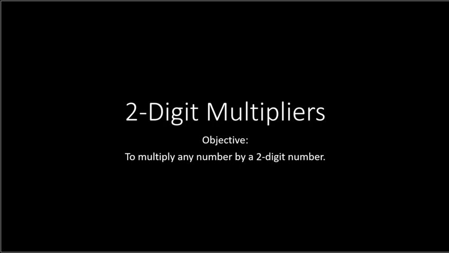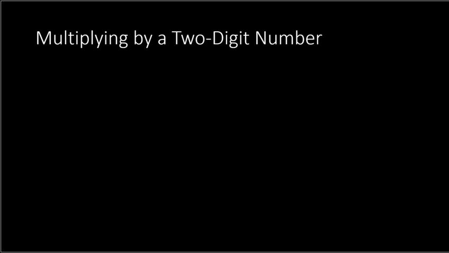In this video, you will learn how to multiply any number by a two-digit number. Now, to do this, you need to understand how to multiply by a one-digit number. So if you're struggling with multiplying by a one-digit number, I'd recommend going back to the previous lesson on how to do that, because what we're doing today with two-digit multipliers is the same thing, but we're doing it basically twice. So for example, let's say we had 82 times 24.